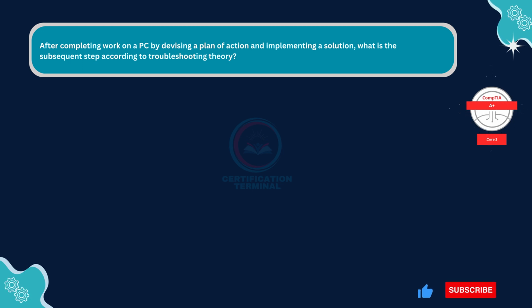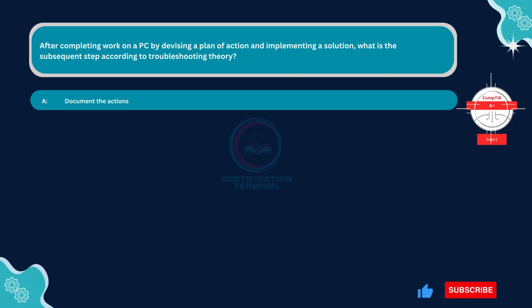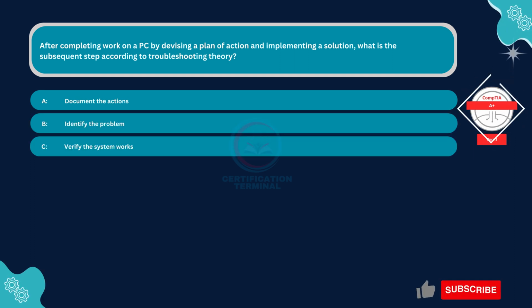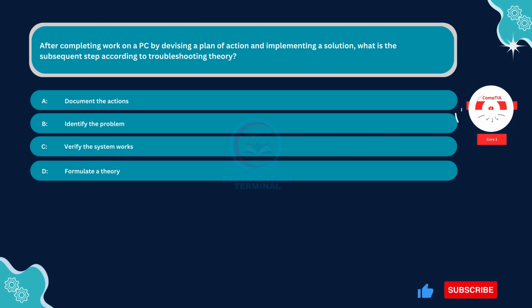Next question. After completing work on a PC by devising a plan of action and implementing a solution, what is the subsequent step according to troubleshooting theory? Option A. Document the actions. Option B. Identify the problem. Option C. Verify the system works. Option D. Formulate a theory.